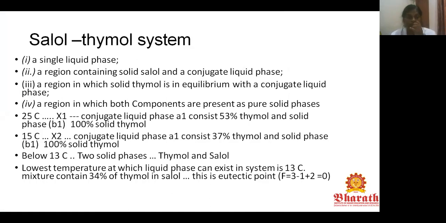At 25 degrees Celsius, the conjugate liquid phase consists of 53% thymol and the solid phase is 100% solid thymol. At 15 degrees Celsius, the conjugate liquid phase consists of 37% thymol and the solid phase is 100% solid thymol. Below 13 degrees Celsius, two solid phases, thymol and salol, will form. The lowest temperature at which the liquid phase can exist in the system is 30 degrees Celsius, for a mixture containing 34% thymol in salol. This is called the eutectic point.